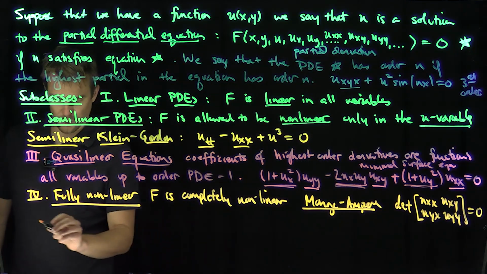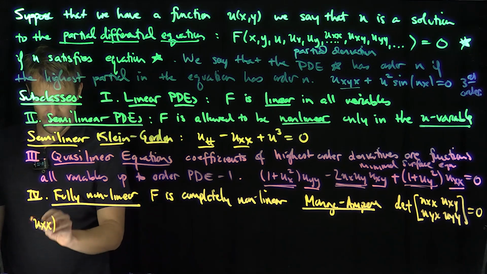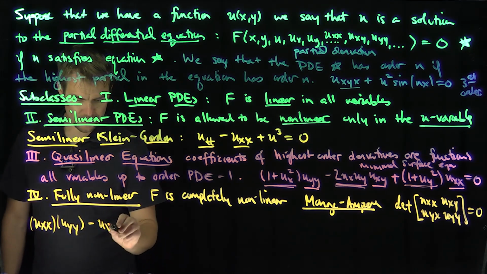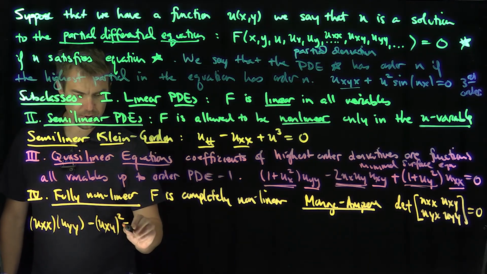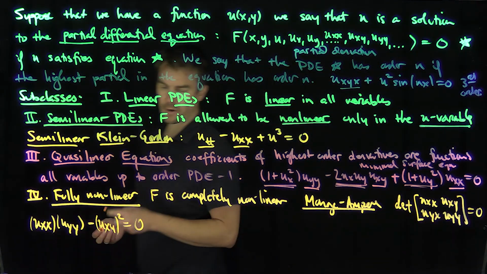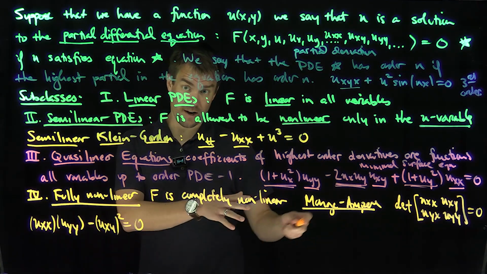So what does this look like? This says that uxx times uyy, there's your nonlinearity, right? Minus uxy quantity squared, there's your nonlinearity again, is equal to 0. And of course I can put some forcing function over here too, if I wanted to, for Monge-Ampere. But that's the Monge-Ampere equation, okay? These come up all the time.